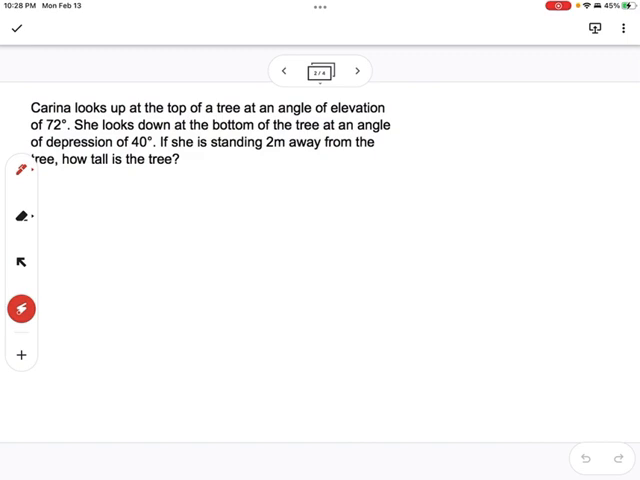Okay, looking at another word problem, Karina looks up at the top of a tree at an angle of elevation of 72 degrees. She looks down at the bottom of the tree at an angle of depression of 40 degrees. If she is standing 2 meters away from the tree, how tall is the tree?